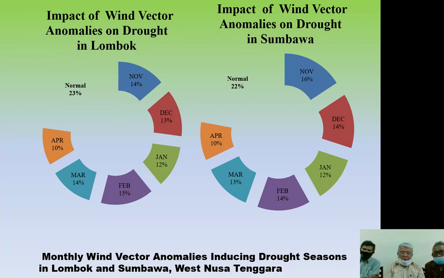If we see more detail of monthly wind factor anomalies in Sumbawa and Lombok, we could see that if it happened in November in Lombok, the probability of anomalies is 14%, less than what happened in Sumbawa, which is 16%. If we see it in December, similar thing will happen. In Lombok 13% and in Sumbawa 14%. And it happened in other months. April, for example, the same impact happened both in Lombok and Sumbawa.